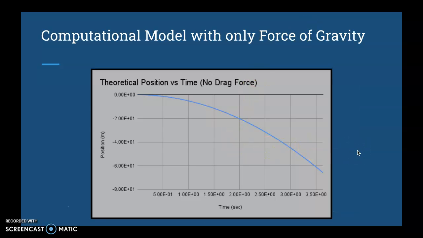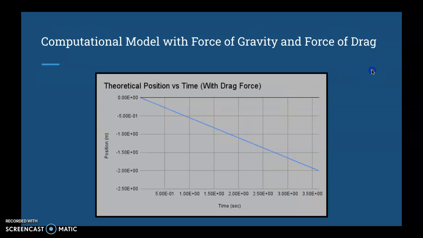The computational model with only the force of gravity seems to be negative and curved because only gravity due to the Earth is present, which is negative 9.8 meters per second squared. That's why there is a curved slope that is in the negative direction.